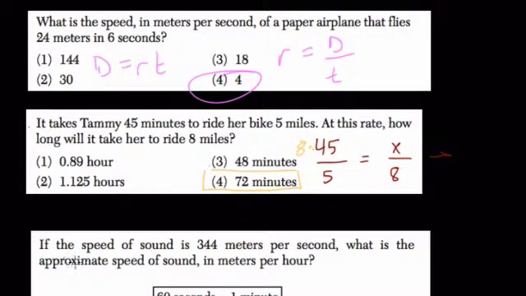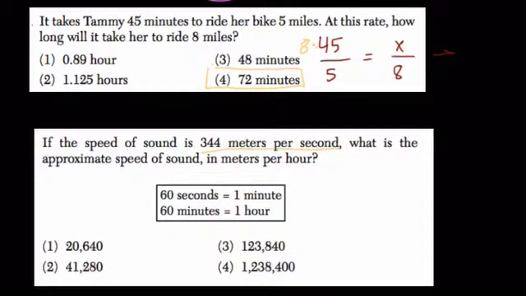Keep going. If the speed of sound is 344 meters per second, what is the approximate speed of sound in meters per hour? Okay, so it's 344 meters for every second. So that's the distance. 344 meters is your distance you're traveling per second. So your rate is meters per second.